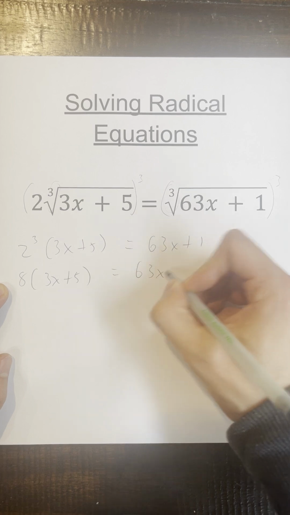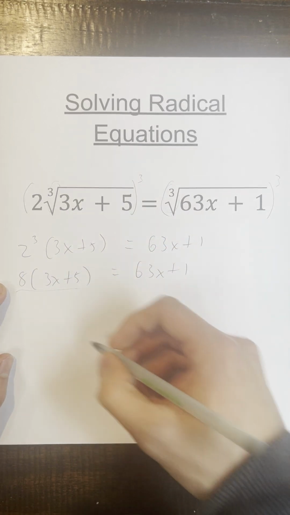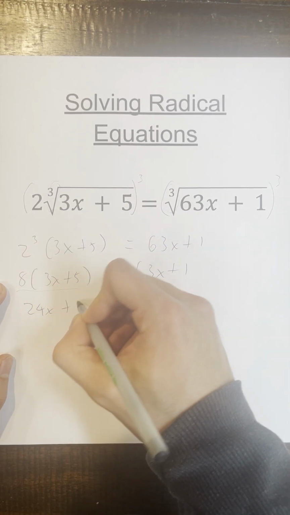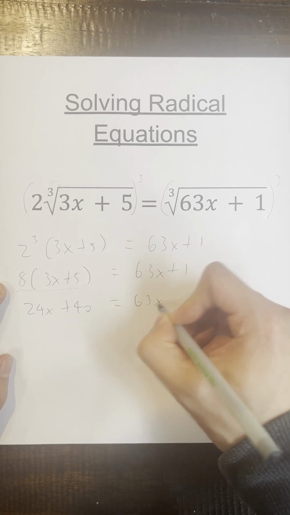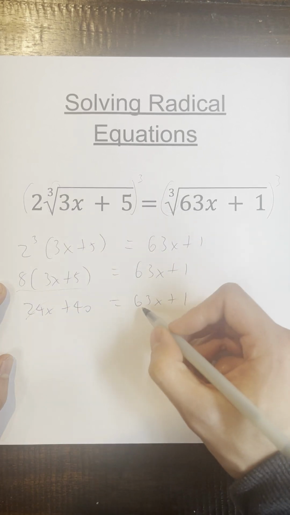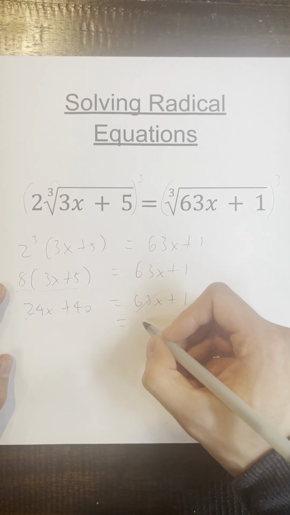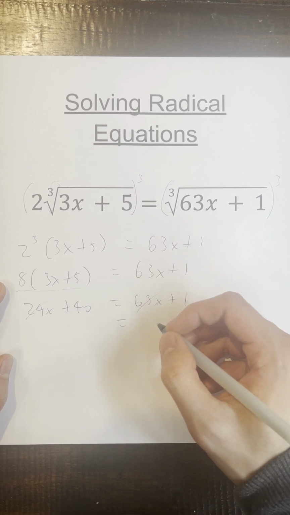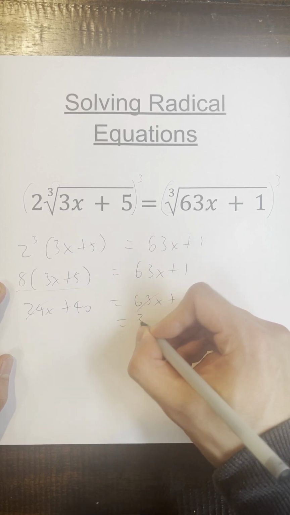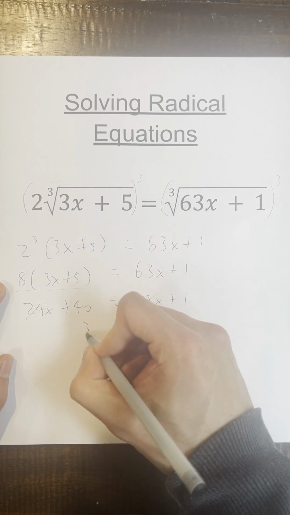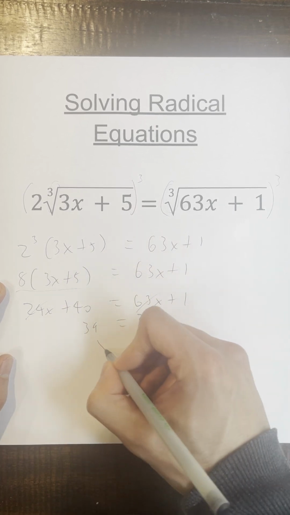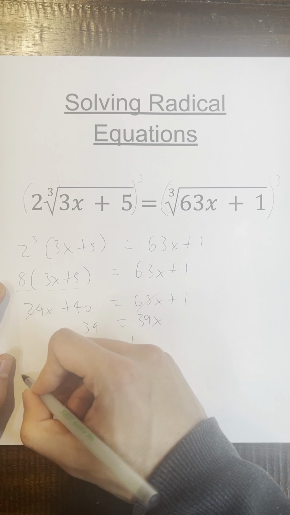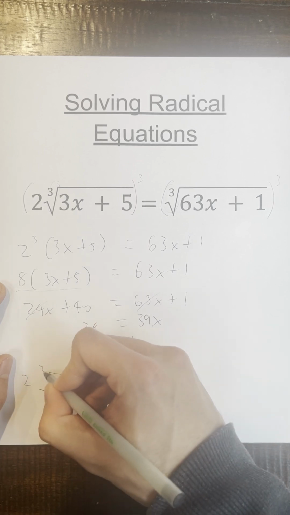Okay. How do we get rid of the parentheses here? So 24x plus 40 equals 63x plus 1. Let's subtract 24x on both sides of the equation. So how many x are we going to get? 39x, and then subtract 1 from both sides. So x is equal to 1, but let's double check that 1 actually works.